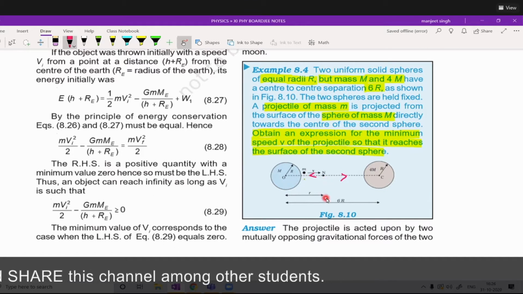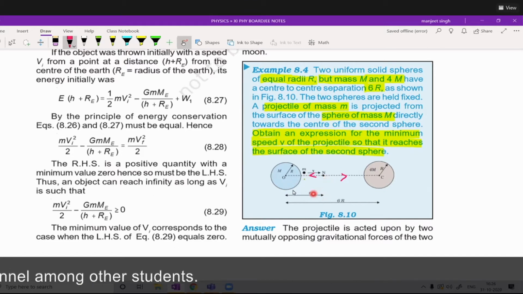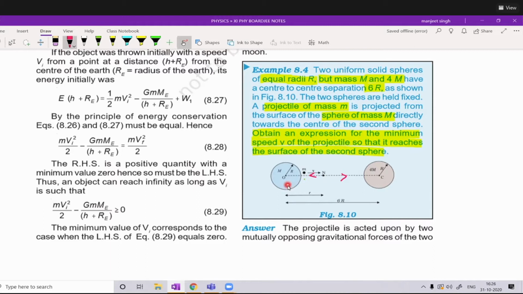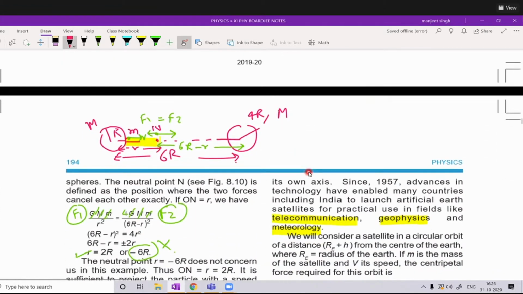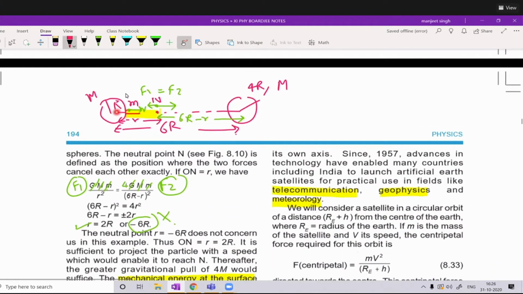First of all, let us calculate the neutral point, and let us assume that it is at a distance small r from the center of this sphere. Pay attention to the cursor. I have again made the figure. This is capital M, and small mass m is projected with velocity v, and this is point N. The force F1 is towards this sphere and force F2 is the attraction force towards the other sphere, and F1 and F2 are equal.